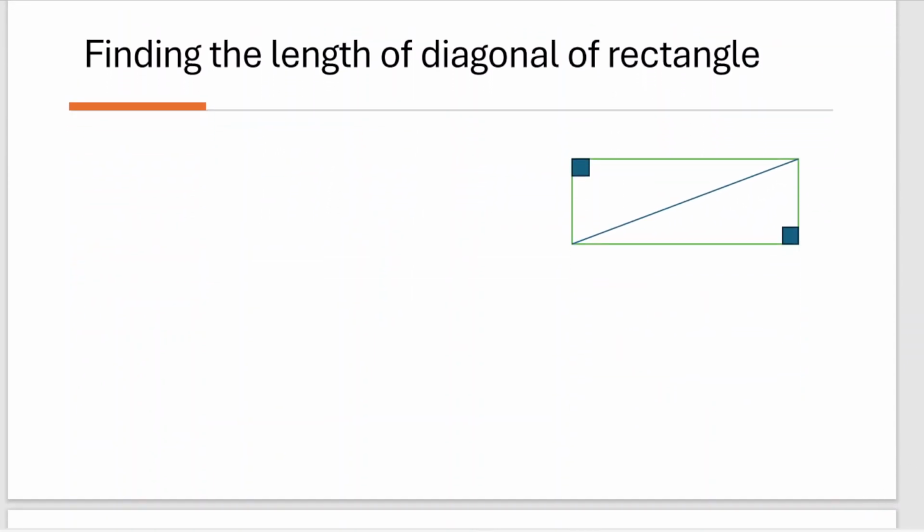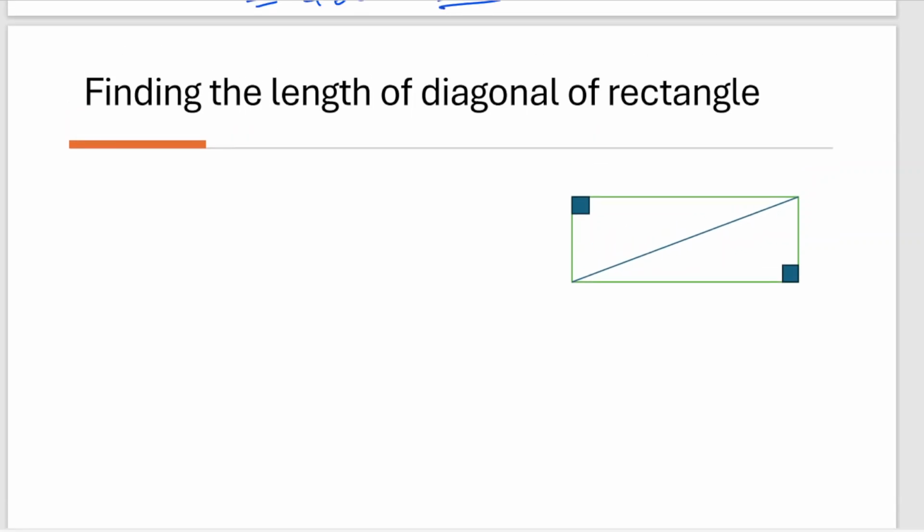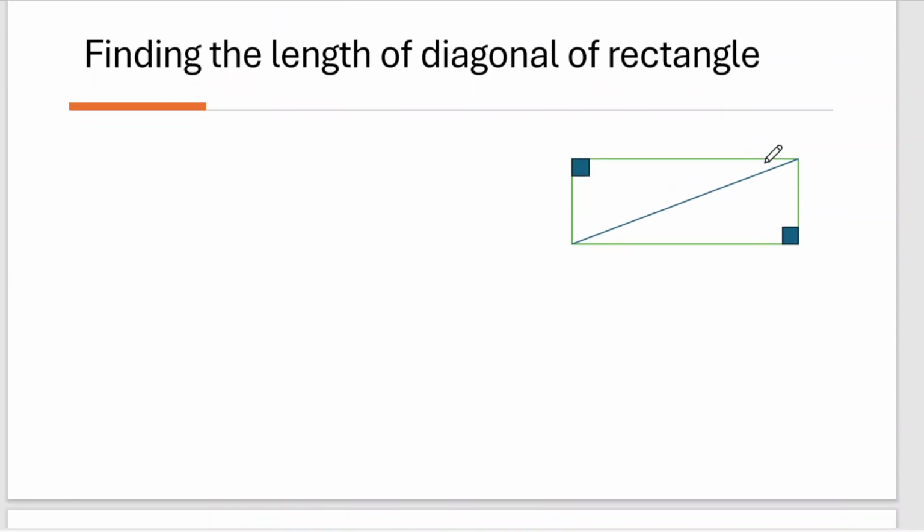Finding the length of the diagonal of a rectangle. So how will you find the diagonal? See, what is a diagonal? You know, a diagonal is the line segment that joins the opposite vertices. So this is our diagonal. And let me take the length of this diagonal as D.